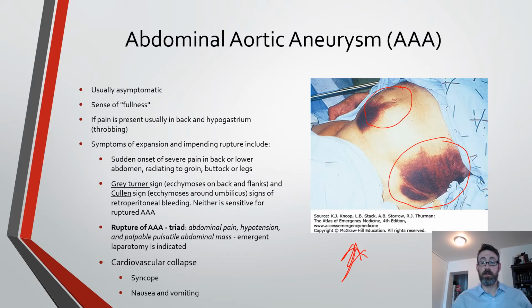Now, however, there's something we call the triad, the rupture of the AAA triad, which I put in bold there. So that would be abdominal pain, hypotension, okay, because you're losing blood, and a palpable pulsatile abdominal mass. So if you meet all three of those criteria, that's the triad. That automatically warrants emergent laparotomy, and so that means an incision in the abdomen and then taking a look, for surgical procedure. And it doesn't require any further workup at that point.